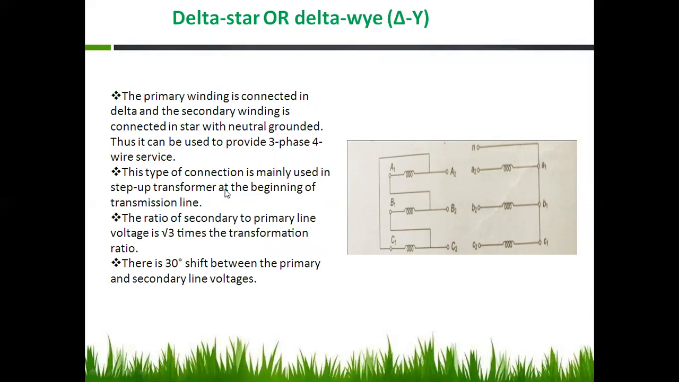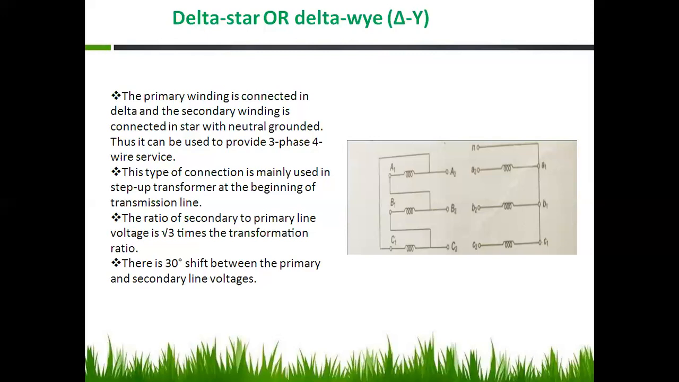This type of connection is mainly used for step-up transformers at the beginning of the transmission line. The ratio of secondary to primary line voltage is root 3 times the transformation ratio. There is a 30-degree shift between the primary and the secondary line voltage. That is why generally it is used. So the delta-star connection is used for stepping up at the beginning of the transmission line, and there is a 30-degree phase shift between the primary and the secondary line voltages.